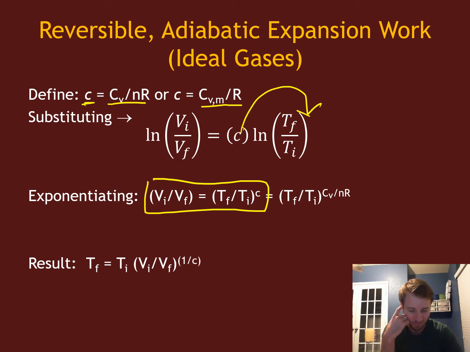And rewriting this equation, if you want to, you can put T final is equal to T initial times V initial over V final to the 1 over C power, okay? Notice that this is a fraction of the initial over the final. So if I expand my gas, that fraction is less than 1. So I'm multiplying my initial temperature by a value that's less than 1, which is going to be decreasing that temperature.